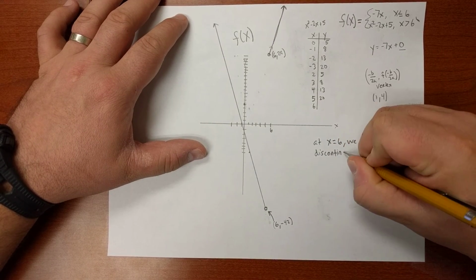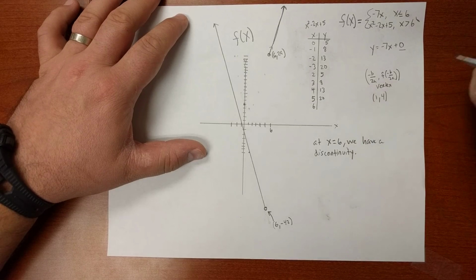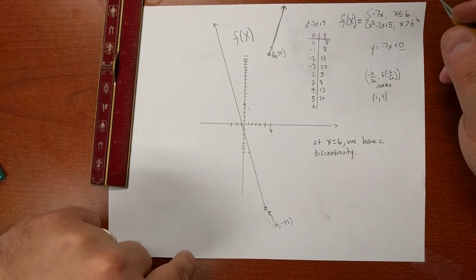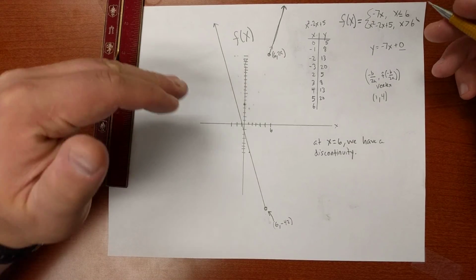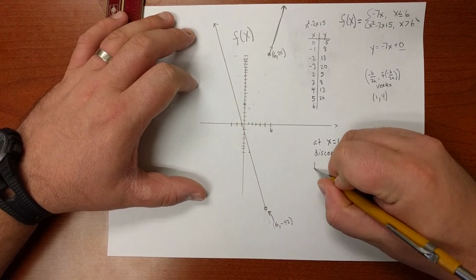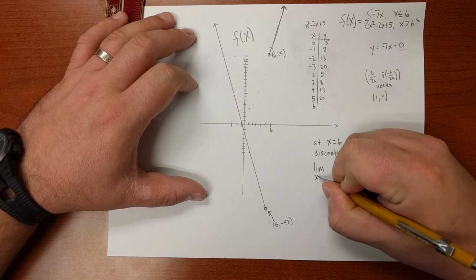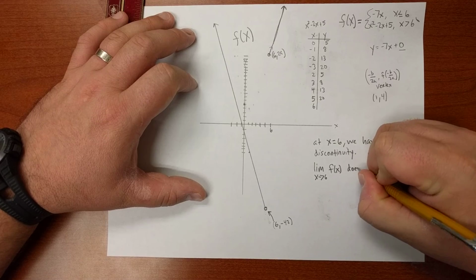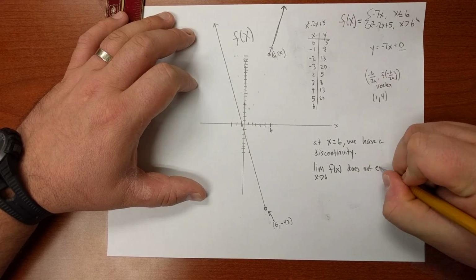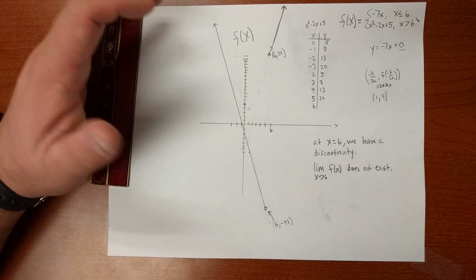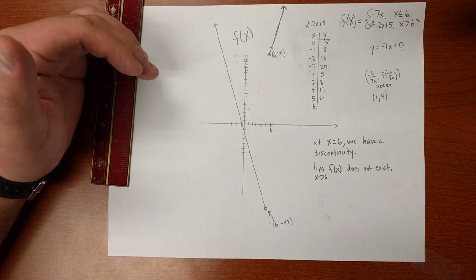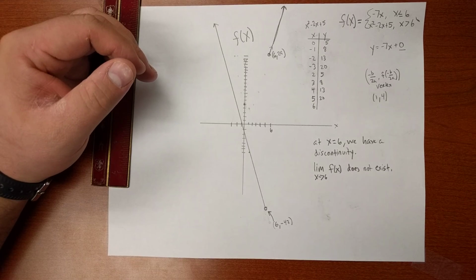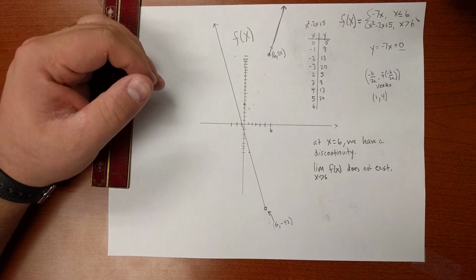Okay, so what we have here is that at x equals 6 we have a discontinuity. That is, the function is not continuous at x equals 6. Because the problem is that the limit as x approaches 6 of f of x does not exist. So remember, we had our continuity definition, and it says that the limit has to exist. f of c has to exist.